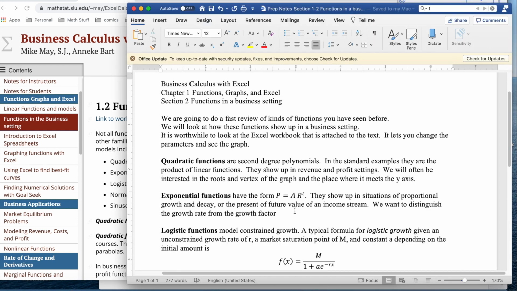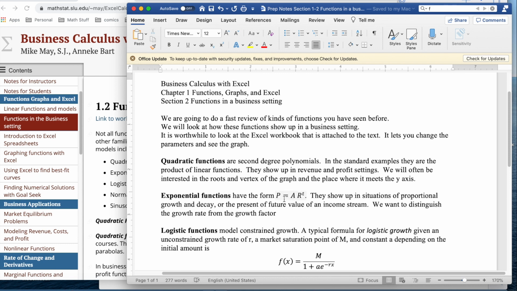Quadratic functions are second-degree polynomials. The standard example we'll use is the product of linear functions. If we're doing both revenue and profit, then we have quantity times a price, and the price is a linear function on the quantity. That gives us a quadratic function. We're often interested in the roots and the vertex of a graph and the place where it meets the x-axis.